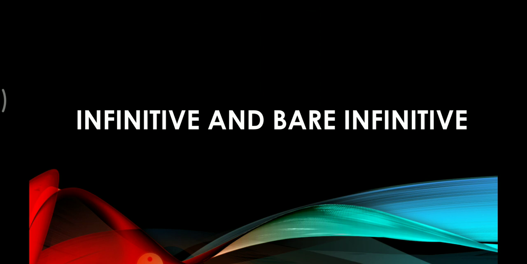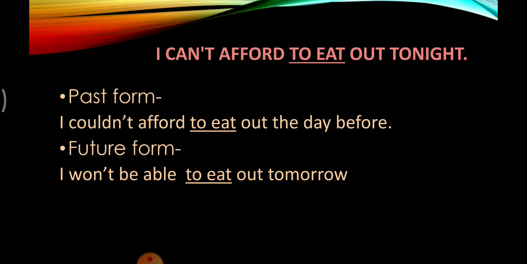Now, we will come to infinitives and bare infinitives. Okay? This is the grammar part. Now, read this sentence. I can't afford to eat out tonight. This is the present form. Past form would be: I couldn't afford to eat out the day before or yesterday. And future will be: I won't be able to eat out tomorrow or whenever it is.